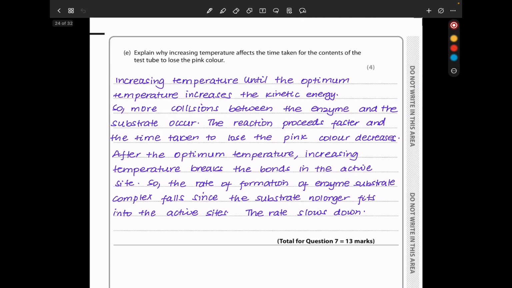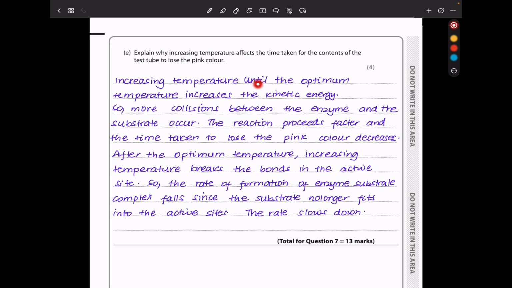In part E, explain why increasing temperature affects the time taken for the contents of the test tube to lose the pink color. Increasing temperature will decrease the time taken to lose the pink color because the higher the temperature, more kinetic energy is provided and the collisions are going to be faster, so the rate is faster. But this will occur only until the optimum temperature, and after that, the rate is going to slow down and it will take longer.